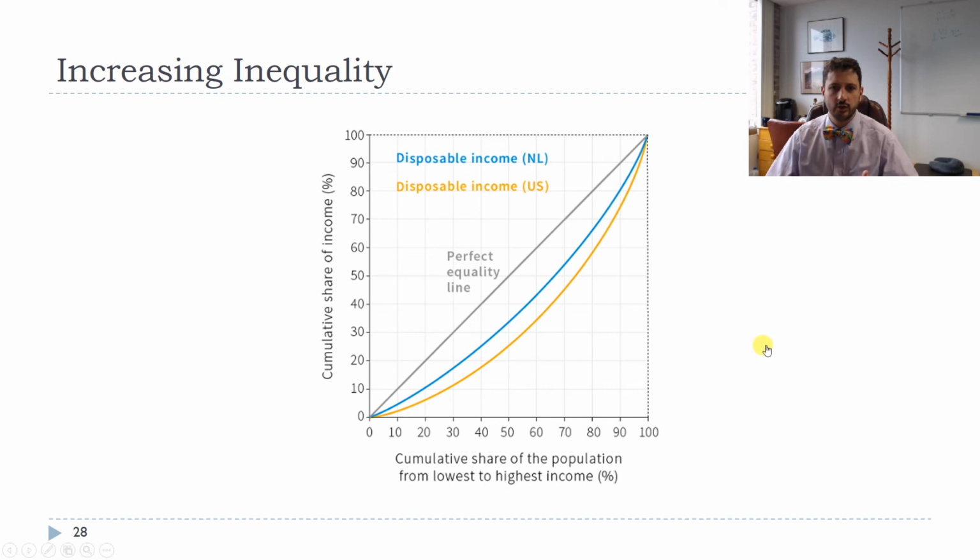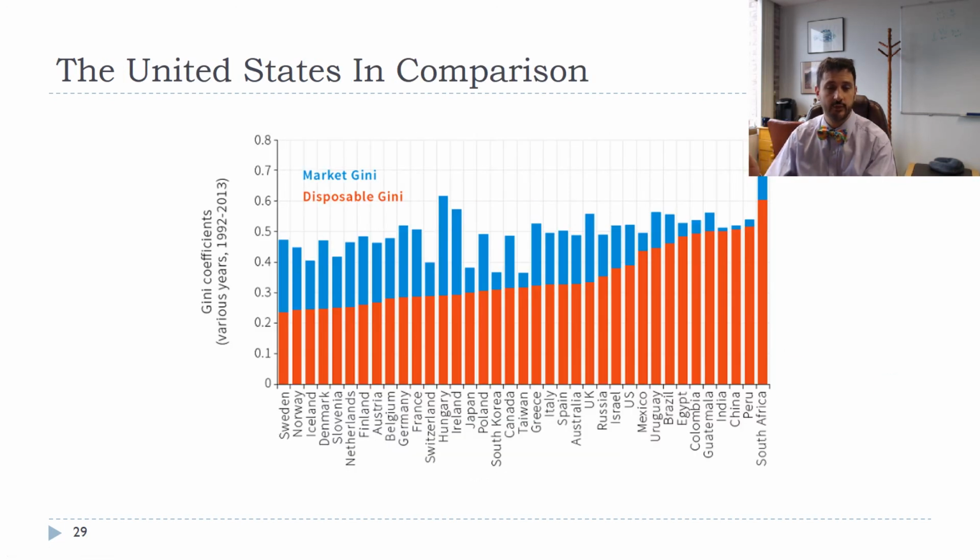So we can also look at different Gini coefficients, and we can look at both the market Gini and the disposable income Gini. So the difference here is how much the government tries to redistribute income.